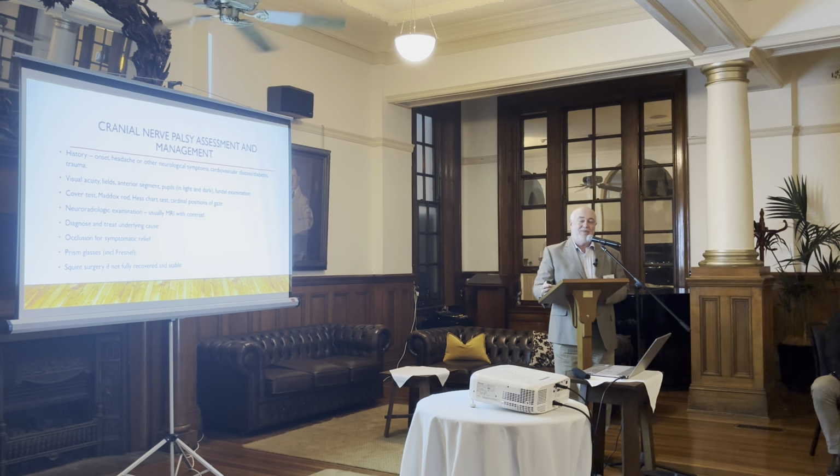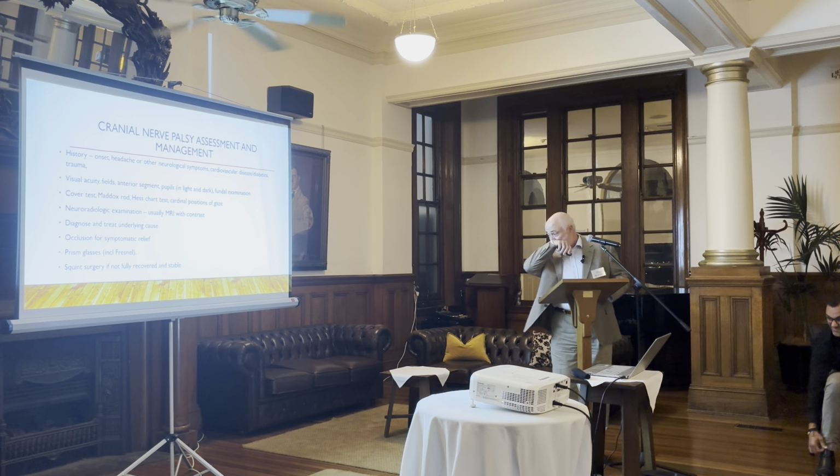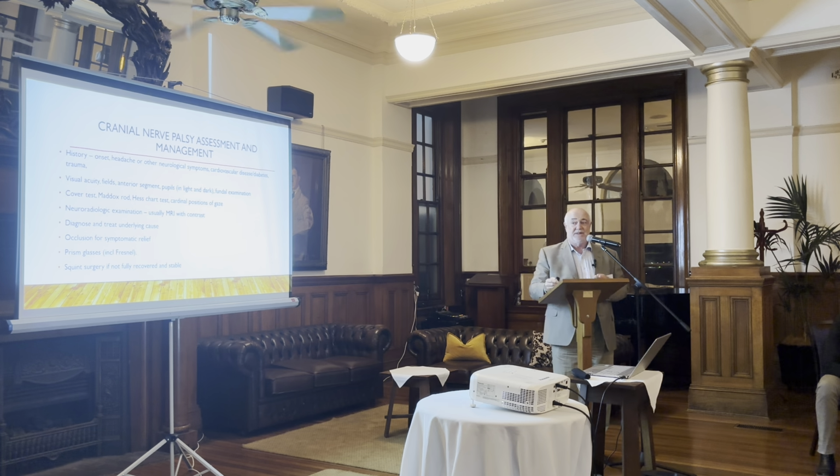Most of them are going to need some sort of neuroradiological investigation, and the money's usually with an MRI with contrast. Once their underlying cause is diagnosed and managed, they need occlusion of one eye generally for symptomatic relief. I think prisms can be helpful for those 6 or 12 months when you're hoping things are going to get better, and often Fresnel prisms, partly because you can have more prism in those than you might put into glasses, but also as things change, it can be altered. And squint surgery is a possibility if they don't fully recover in the long run.